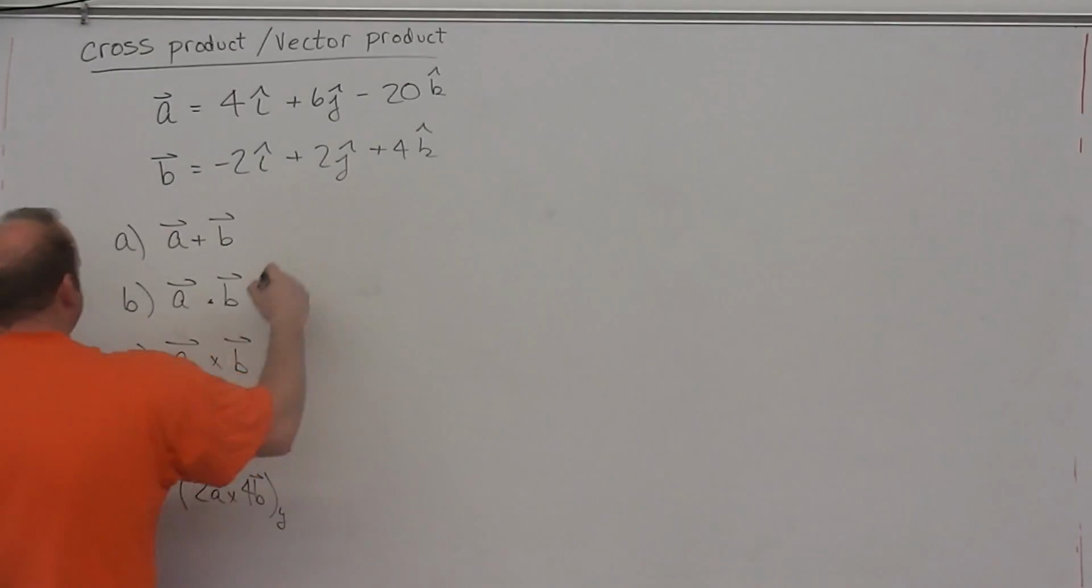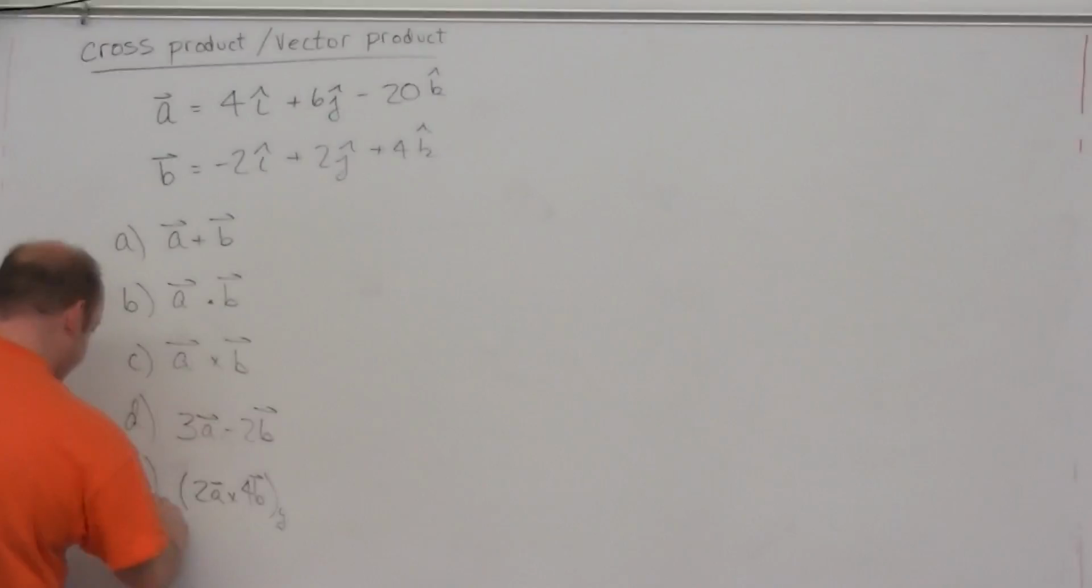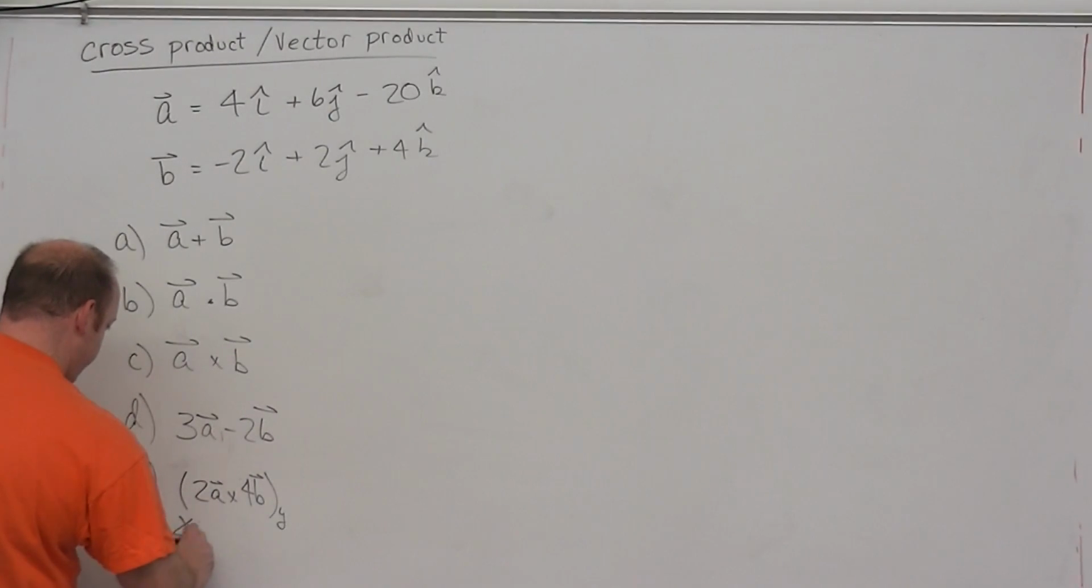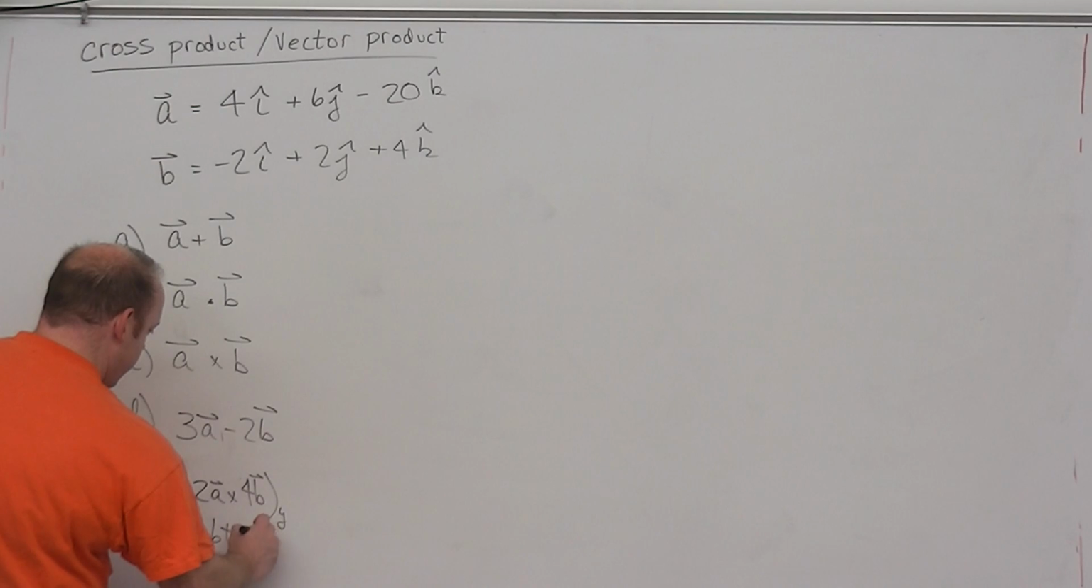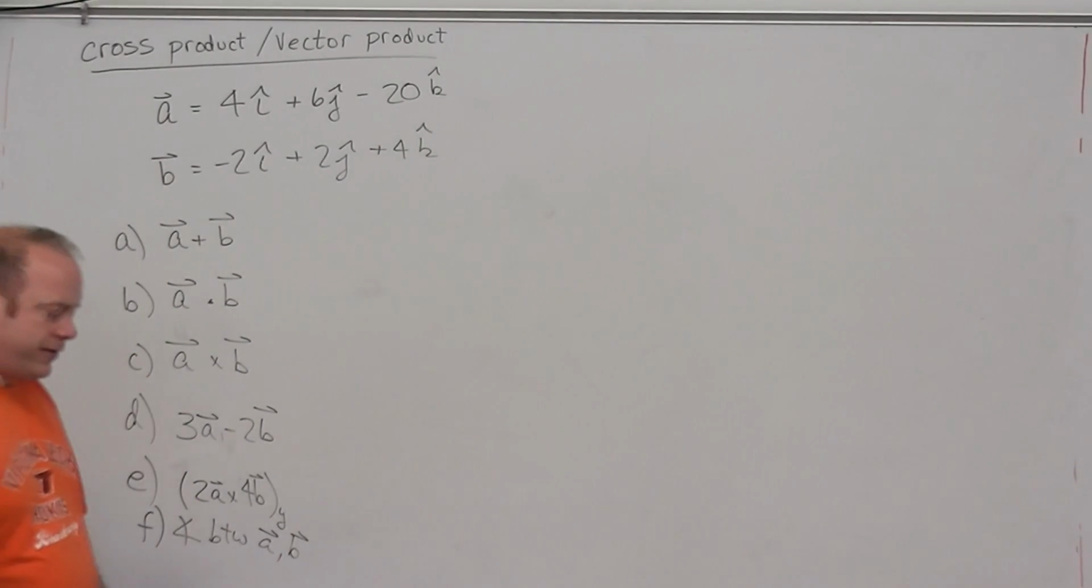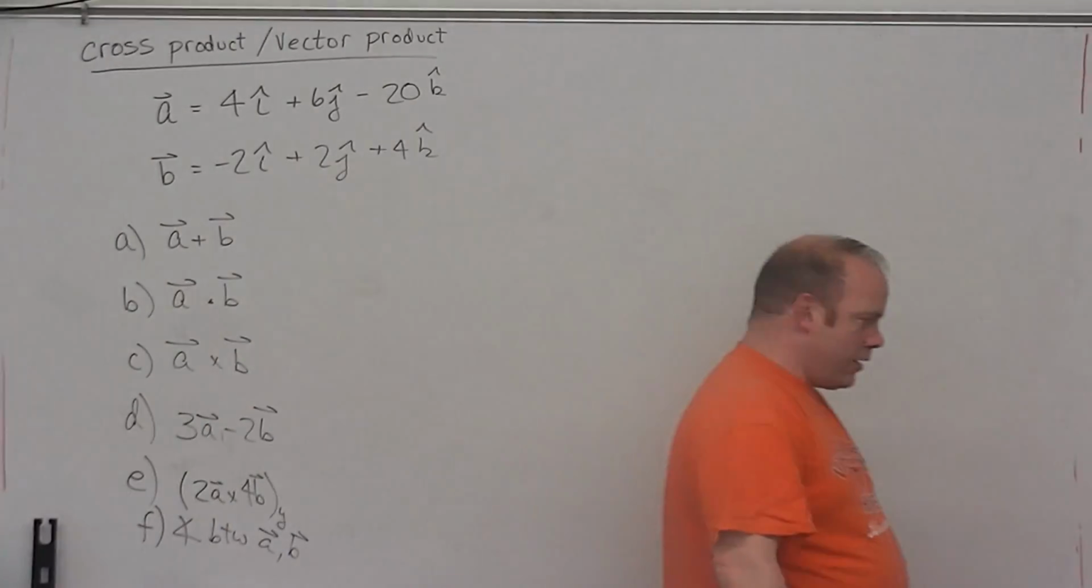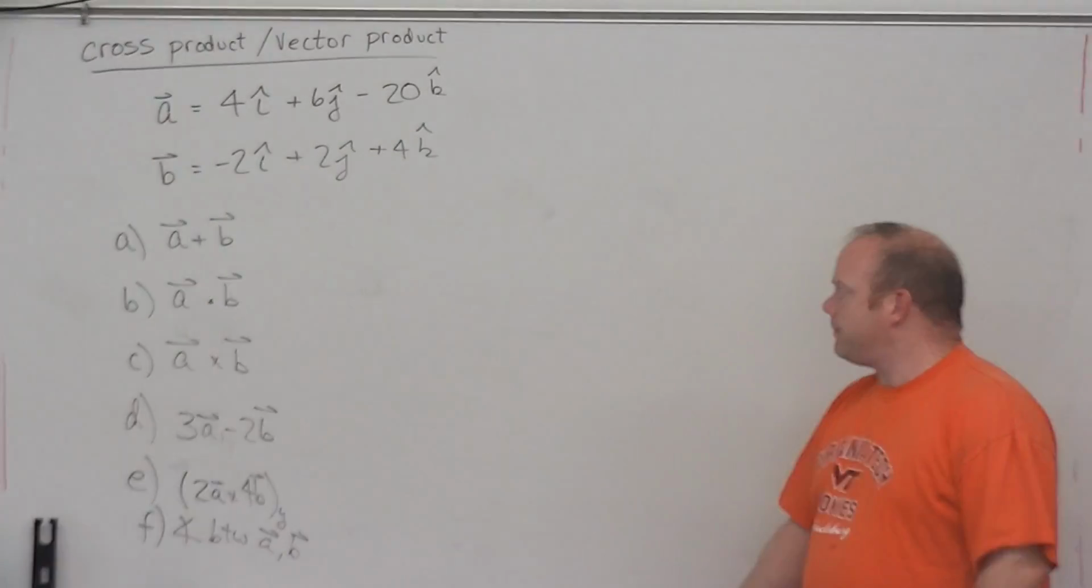Oh, and part F: the angle between A and B. So 6 different parts. Once we do this, we'll be done with chapter 3.